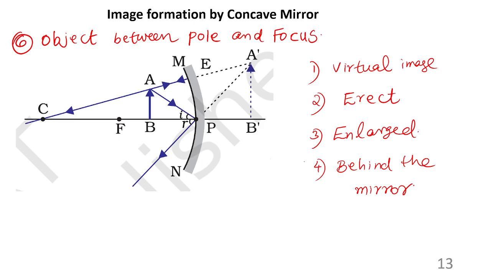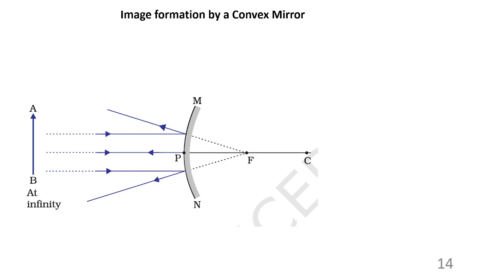So, all 6 cases are over. The concave mirror, the 6 cases I discussed. The next is image formation by convex mirror. Only 2 cases are there. Actually, this part I have already discussed. The image formation by convex mirror. This is a simple diagram I will discuss. All of you please listen.